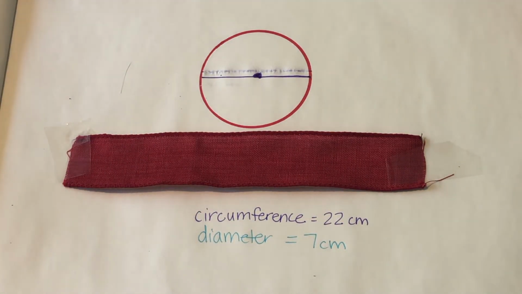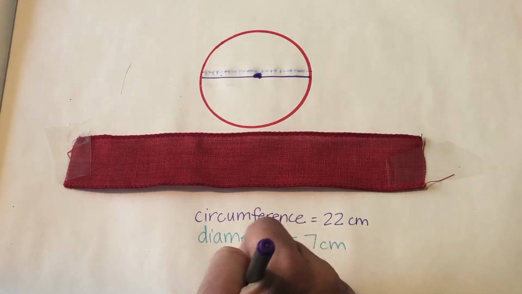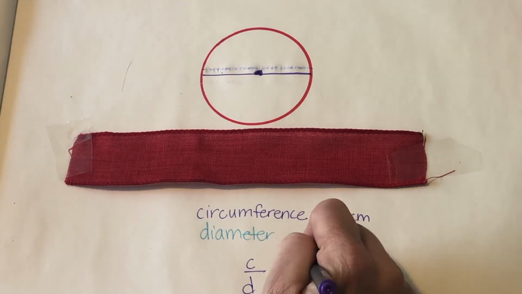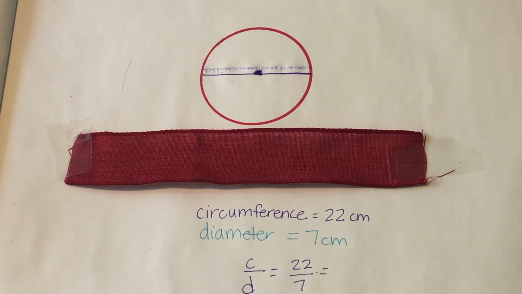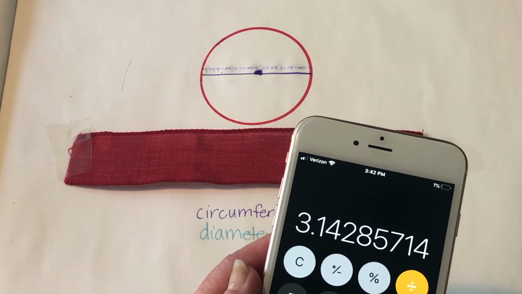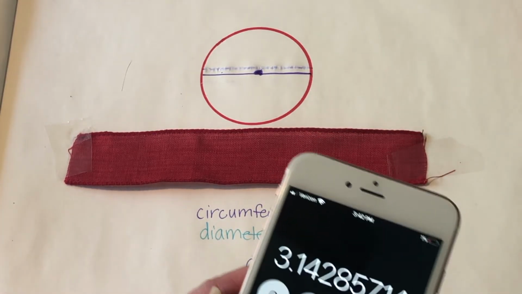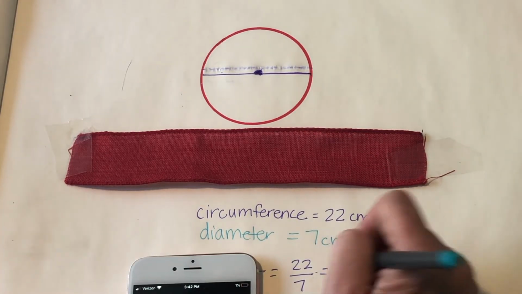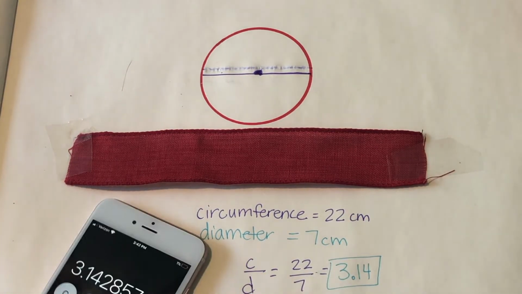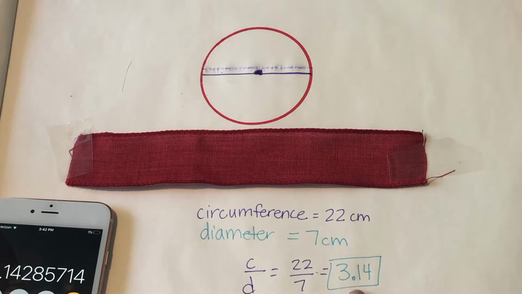If we divide the circumference by the diameter, we're going to find 22 divided by 7. And we get an answer of 3.142, and it goes on and on, but 3.14. So let's see if that is a constant. If every time we divide the circumference by the diameter, we always get this number, then we know it's a constant number and we can use it to solve other circumference problems.